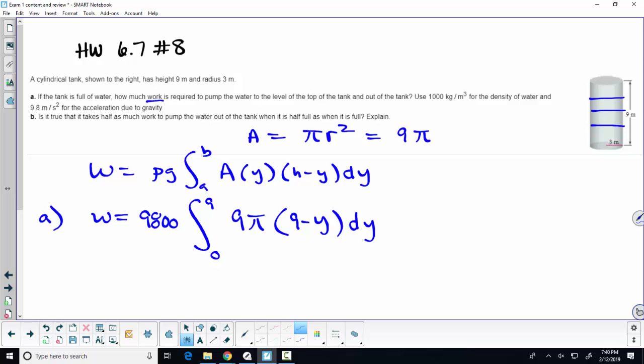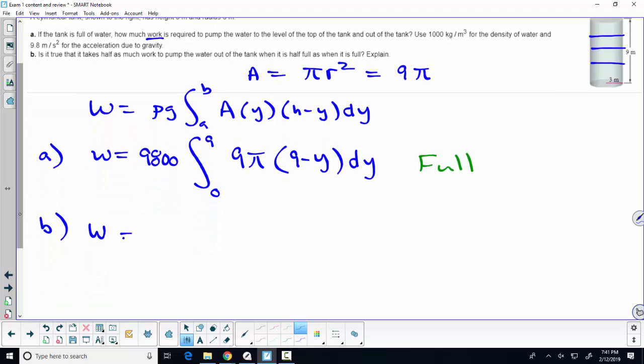Part B asks, is it true that it takes half as much work to pump the water out of the tank when it is half full as when it is full? Explain. So basically we're going to have the work required to pump all of the water out when it's full. And then for part B, we're just going to look at how much work is required to pump the water out of the tank when it is half full.